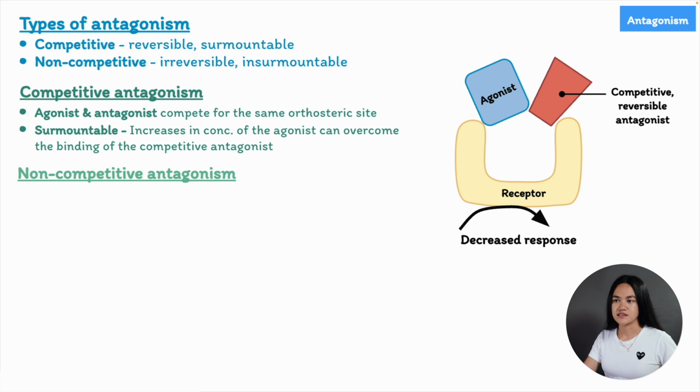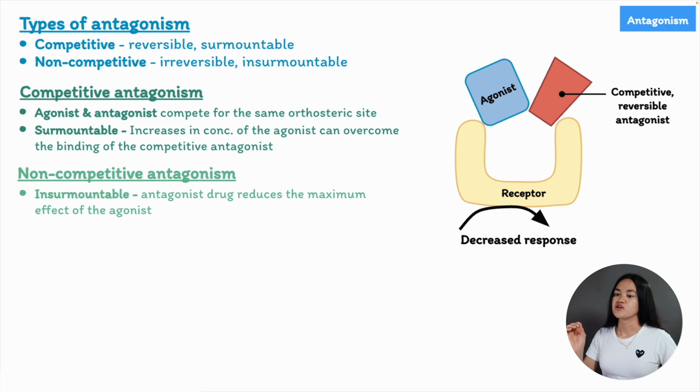In non-competitive antagonism, there are different subtypes, but the key feature is that both the agonist and antagonist drugs can bind to the receptor simultaneously. The agonist and antagonist can coexist and bind to the receptor at the same time. As we discussed before, competitive antagonism can be overcome by increasing the concentration of the agonist drug. So with enough agonist drug bound to the receptors, the maximum response of the agonist can still be restored. This is why it's called surmountable antagonism. Competitive antagonism is surmountable. Now, non-competitive antagonism is a type of insurmountable antagonism.